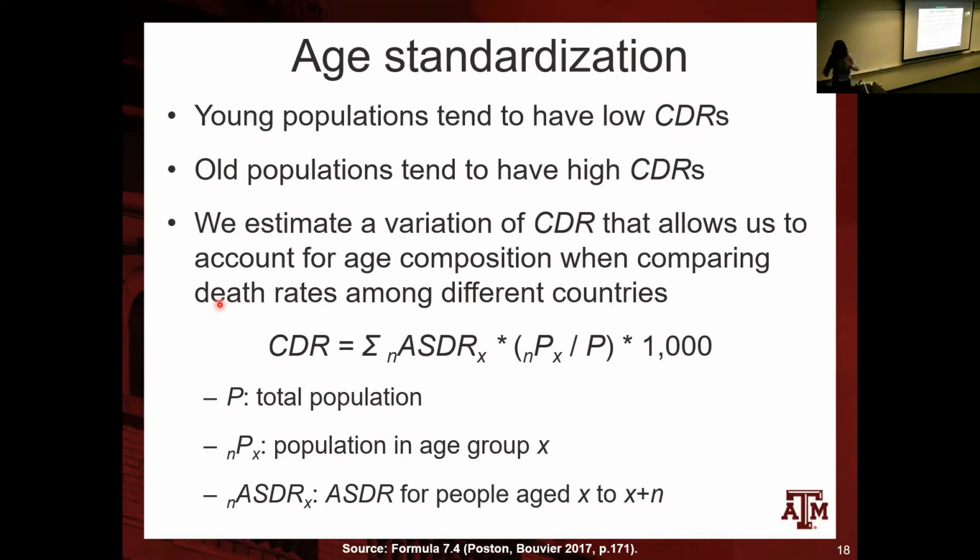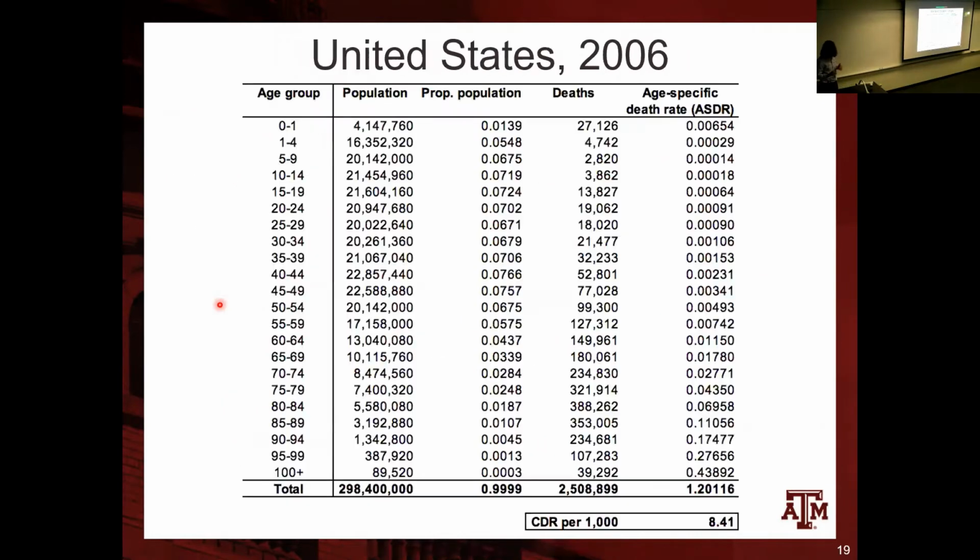And I'm going to go with you step by step. So this is data for the US in 2006. The population in each one of these age groups, and here we have data up to 100 plus, 0 to 1, as I said before, 1 to 4.